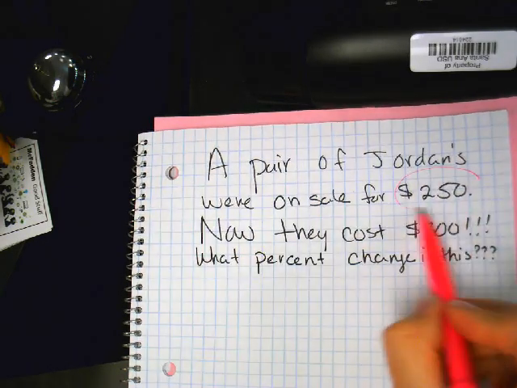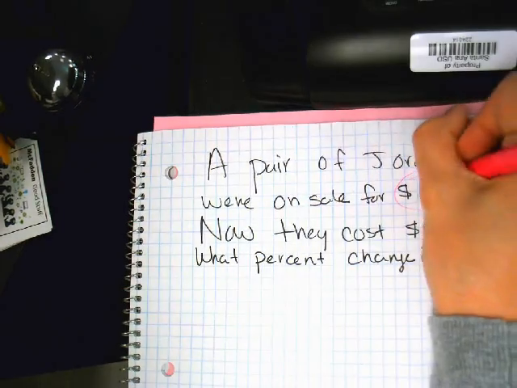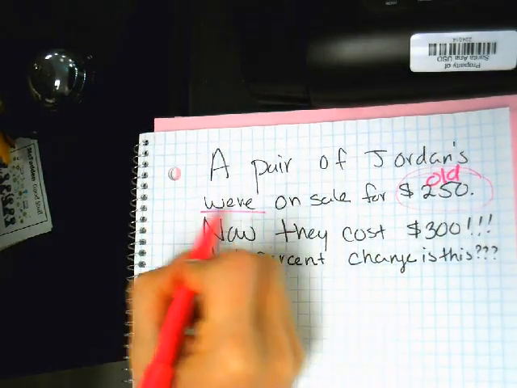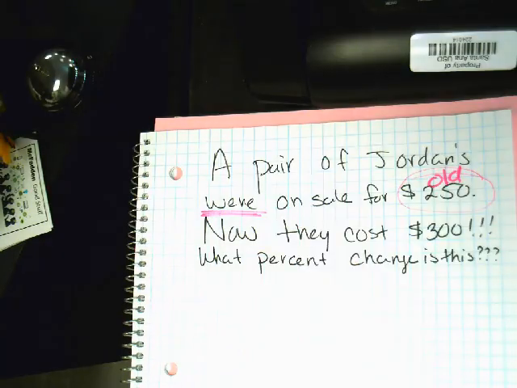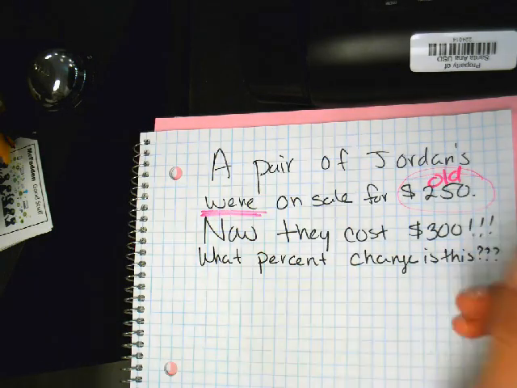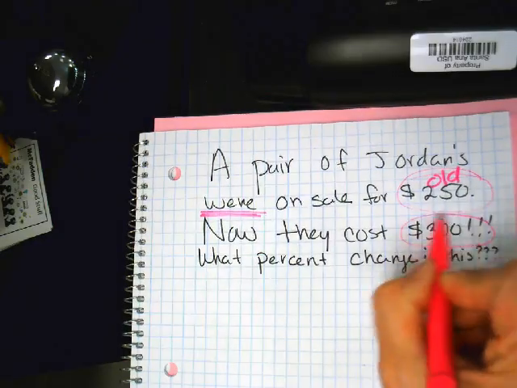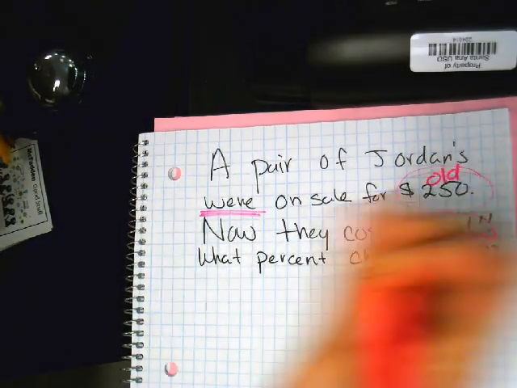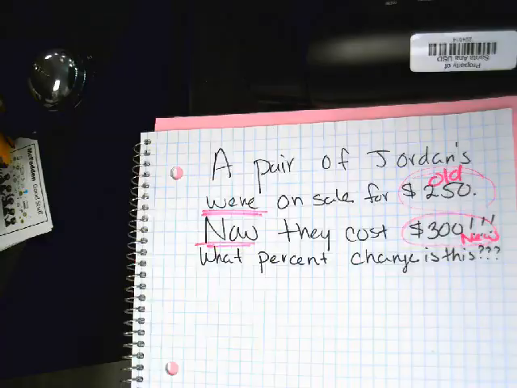$2.50? Old. In English, what does the word were mean? Was, which means back then. It already happened. It's past tense. So it already happened. That means it's old. So that means the new would be 300. The word now tells you it's right now, today, not past tense.